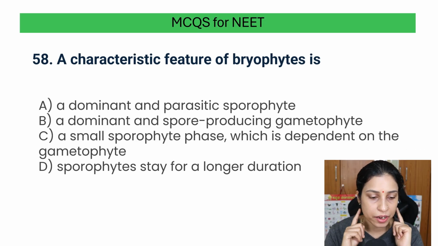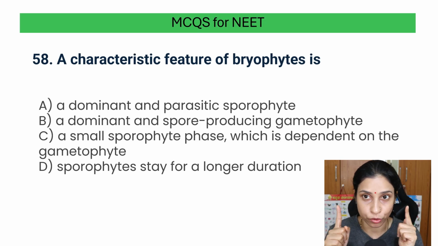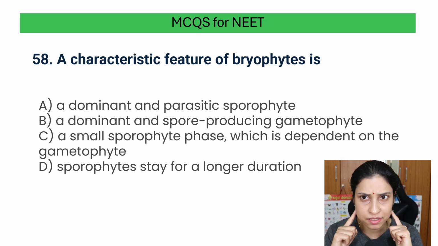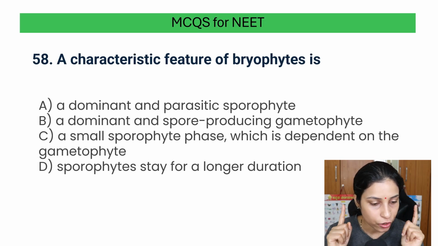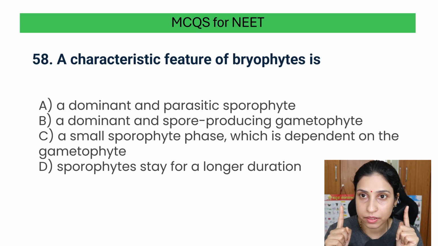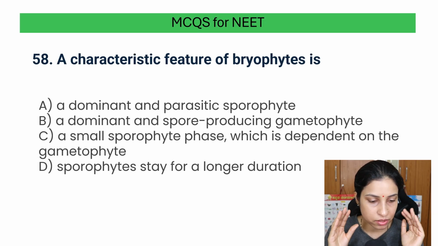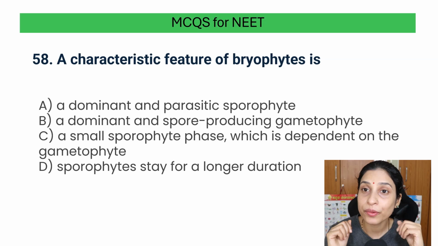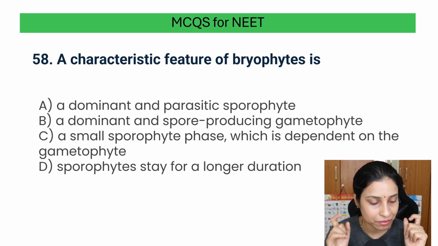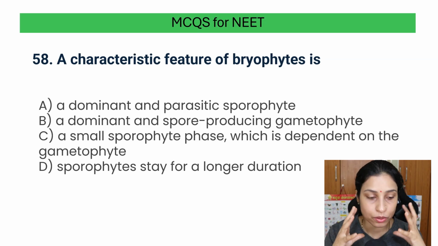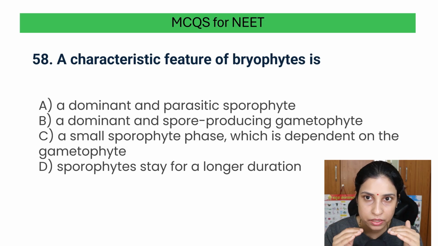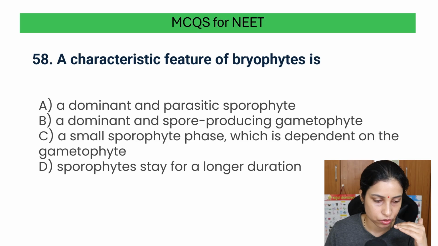A characteristic feature of bryophyte is, what is the characteristic feature? A dominant and parasitic sporophyte. Okay, sporophyte is parasitic, but is it dominant? A dominant and spore producing gamete. A small sporophytic phase which is dependent on the gametophyte. This statement is correct, right? The small sporophytic phase is there, but it is depending on the gametophyte. So option C is correct, right?